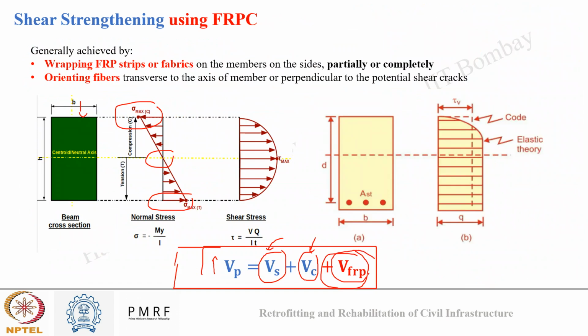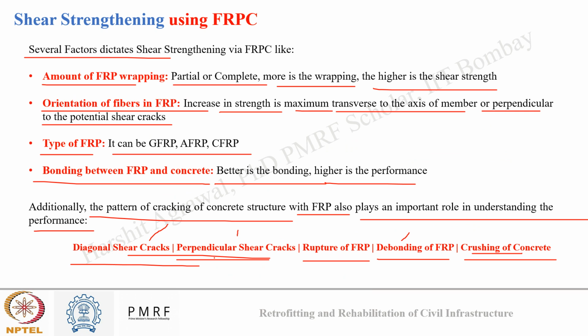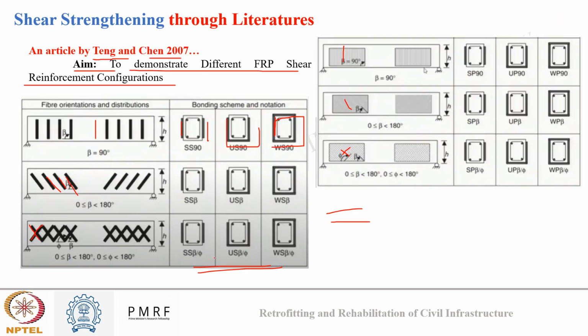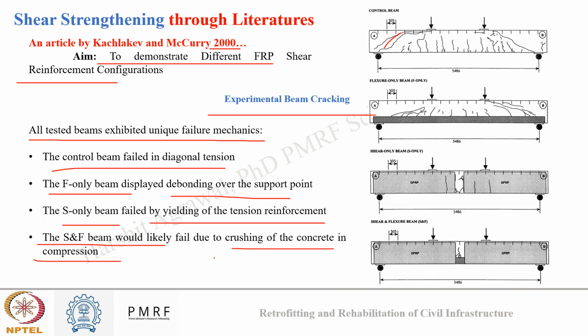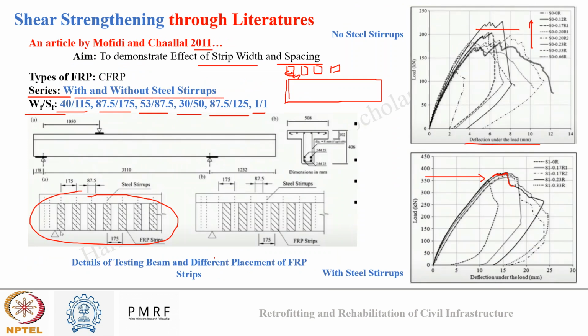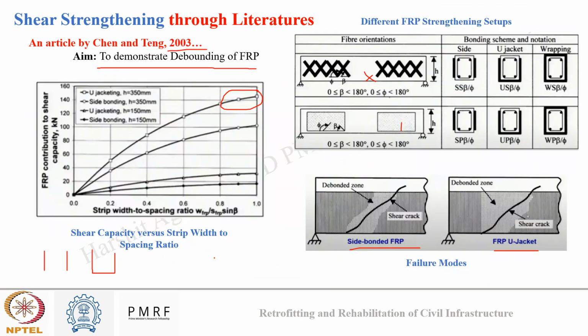Because FRP offers an additional shear resisting force, which increases the shear strength of the existing infrastructure. We talked about several factors which dictate shear strengthening: amount of fiber, orientation, type, and bonding, and what are the different types of failure we can observe when a concrete structure is wrapped with FRP. Okay, then we saw several literature which demonstrated configuration, different levels of shear strengthening, different strip width and spacing effect, and different types of bonding and debonding.